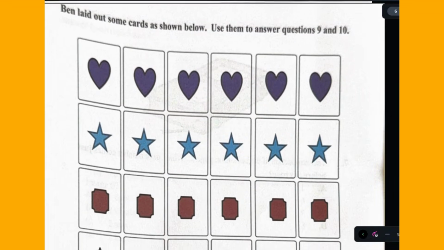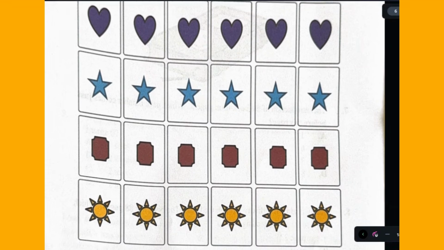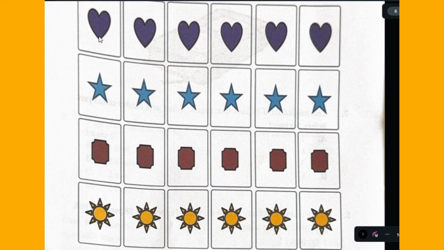Let us continue. Ben laid out some cards as shown below. Use them to answer questions 9 and 10. So let us examine the cards. So we're seeing 6 of each type of card, and there are 4 different sets. So that would be 24 cards in all.